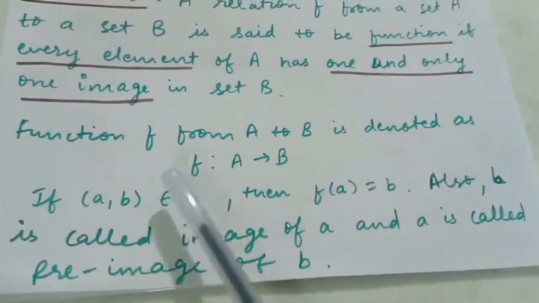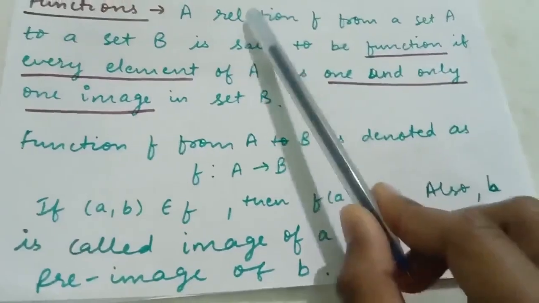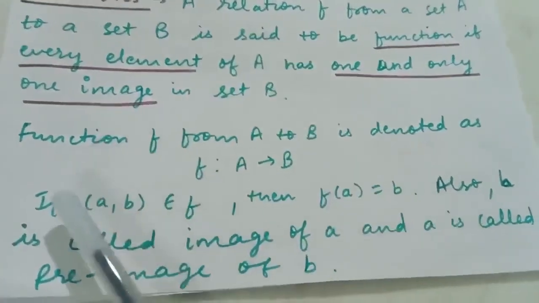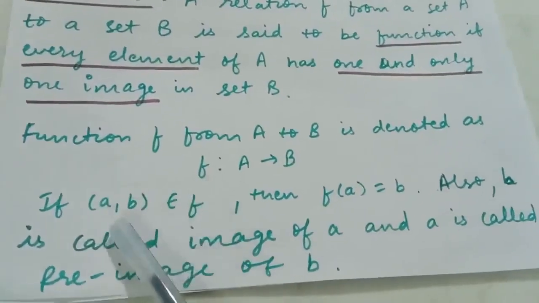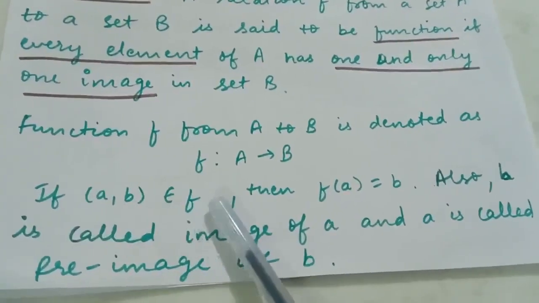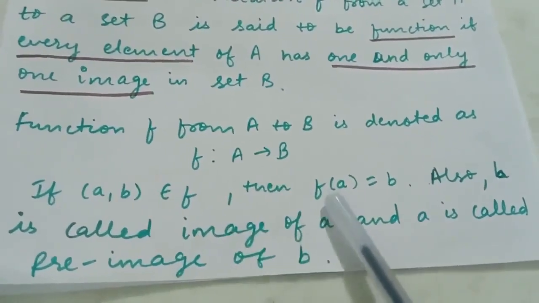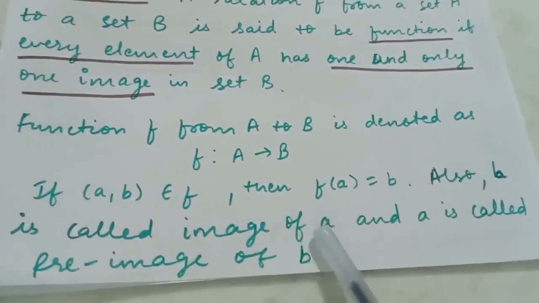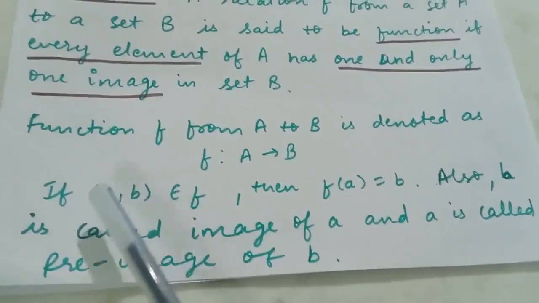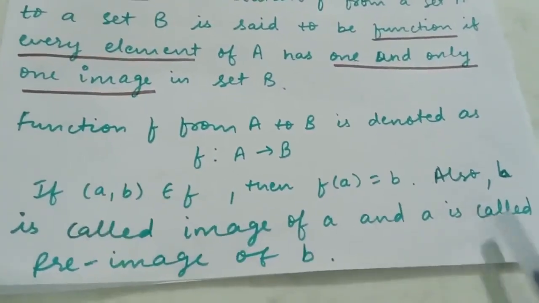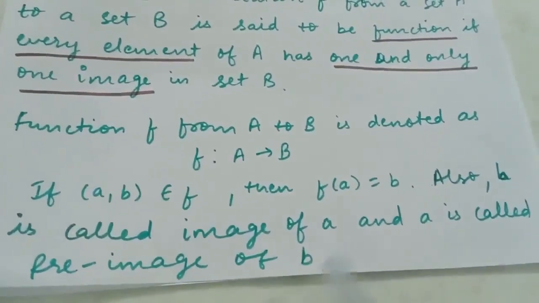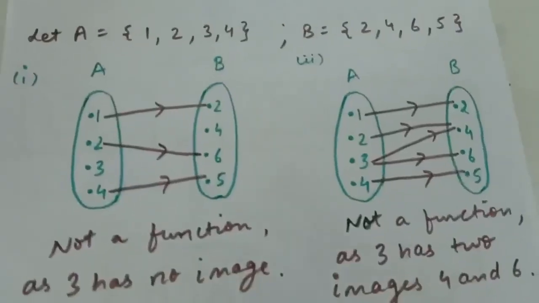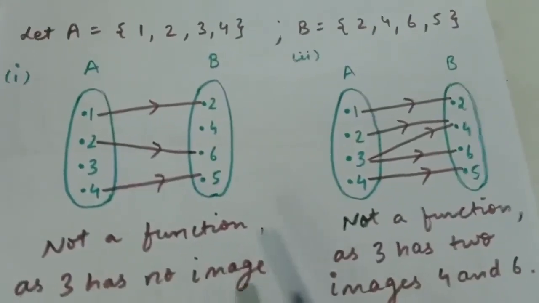Since a function is nothing but a special type of relation, as in a relation there are ordered pairs, similarly if any ordered pair (a, b) belongs to the function, then f(a) = b. Also b is called the image of a, and a is called the pre-image of b. So to understand the definition of a function, we'll take some examples.